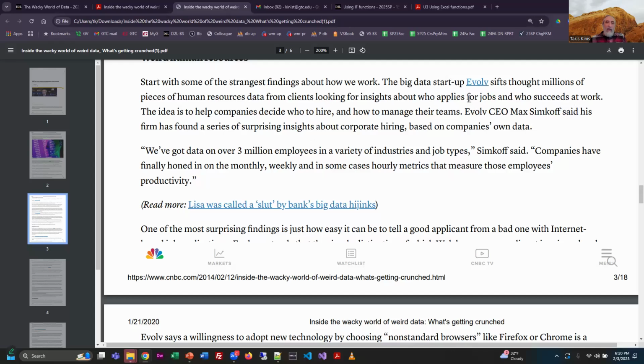And notice what they do as a job. They sift through millions of pieces of human resources data from clients looking for insights about who applies for jobs and who succeeds at work. So depending on where you work, right, unless you're like mowing the lawn for cash or something like that, chances are your workplace is conglomerating information on you, whether you like it or not, right? And then think about this.